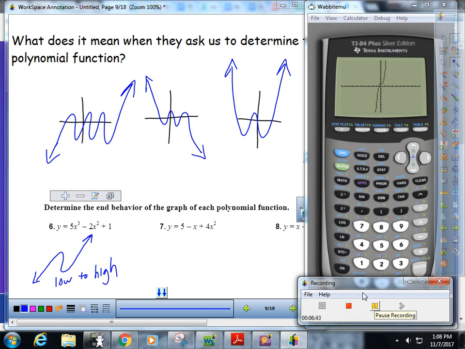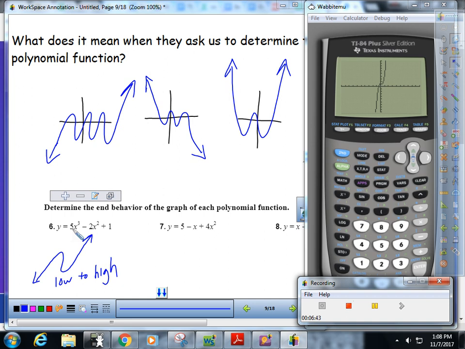I'll pause. Okay, so we just had to clear that. But look, I was correct. It started low and it went to high. How did I know that? Well, I knew that because I'm a math teacher, but this is what you're here to learn. How does this number, the highest power, and this number, the coefficient on that power, affect the graph?